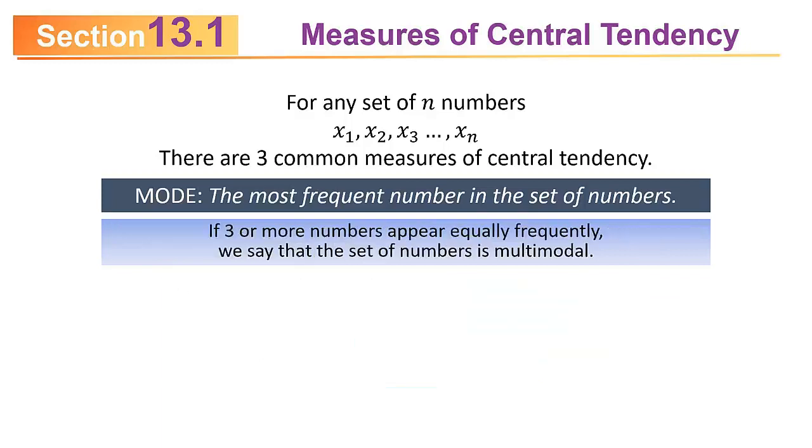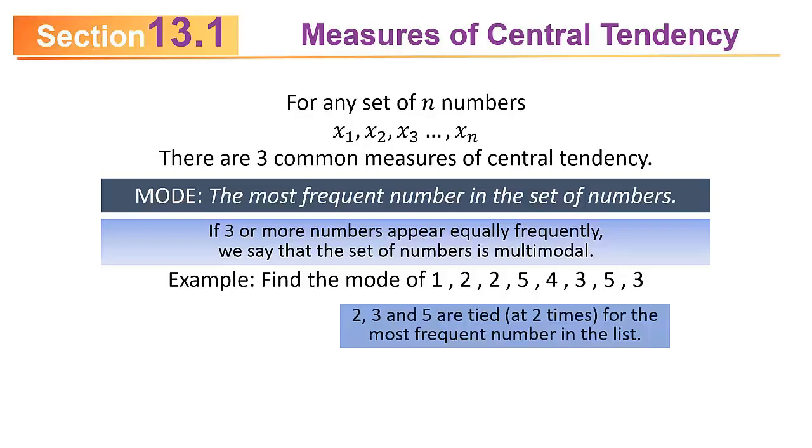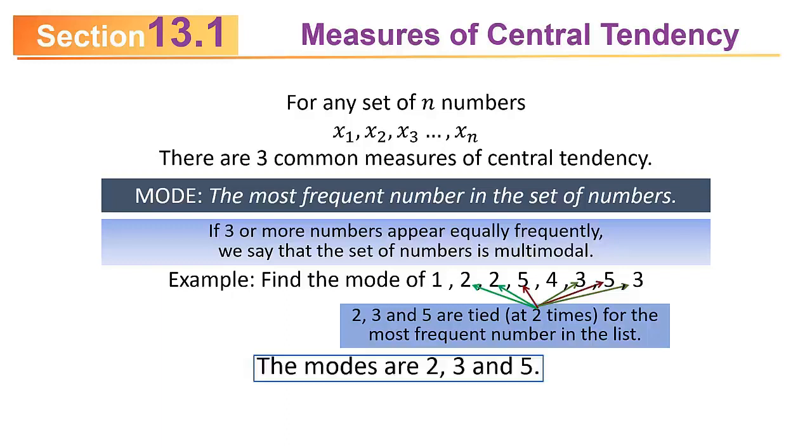If 3 or more numbers appear equally frequently, we say the set of numbers is multimodal. For example, if I ask you to find the mode of the set of numbers 1, 2, 2, 5, 4, 3, 5, 3, you'll notice that 2 appears twice, 3 appears twice, and 5 appears twice. So there are 3 modes, 2, 3, and 5.